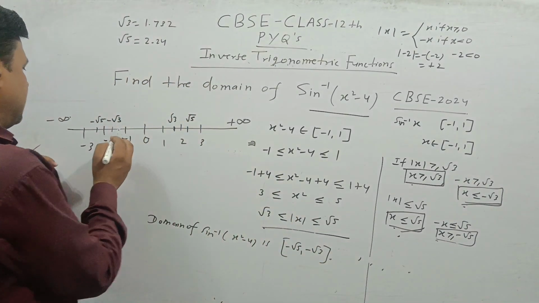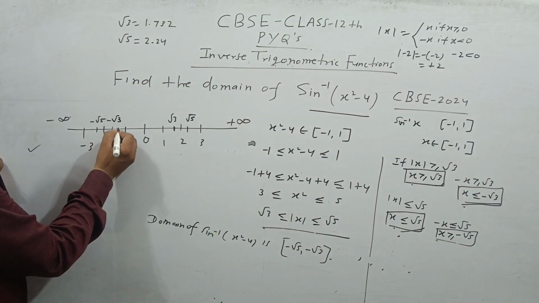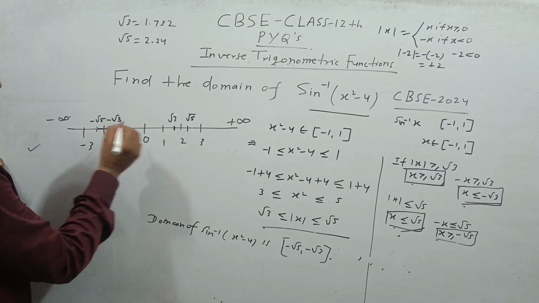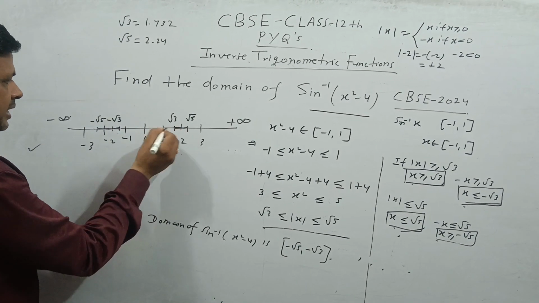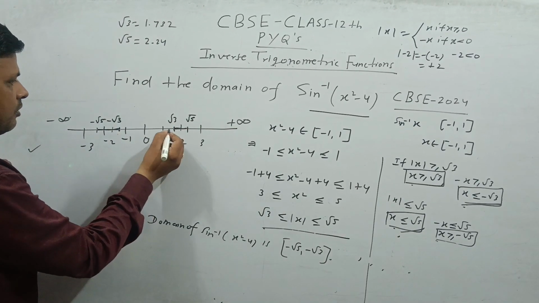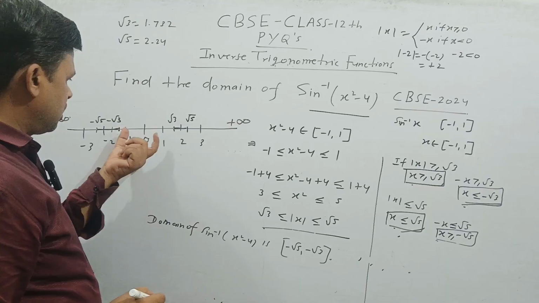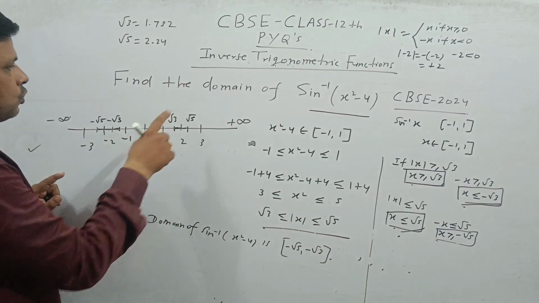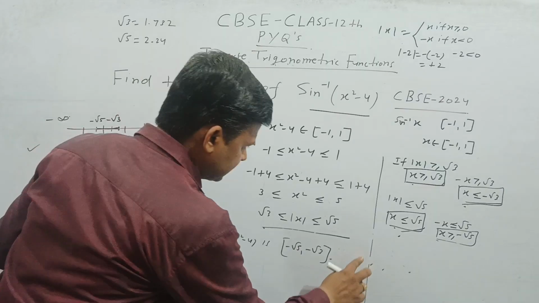But here is the break. It is minus root 3, so we will take this side, but here is the break. We will not take this side, so we will remove this. The second interval which we got is from root 3 to root 5.